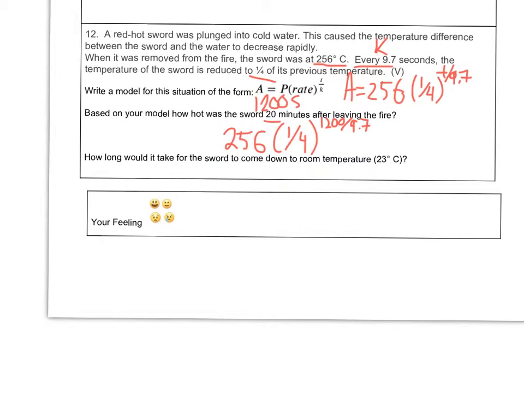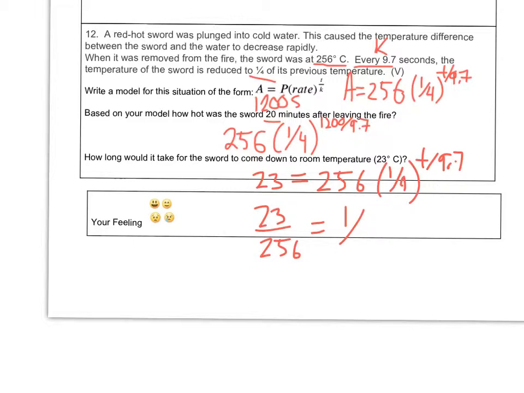Alright, how long would it take the sword to come down to room temperature? So it's saying 23 is equal to 256 times 1/4 to the t over 9.7. This is going to get real ugly real fast. 23 over 256 is equal to 1/4 to the t over 9.7.